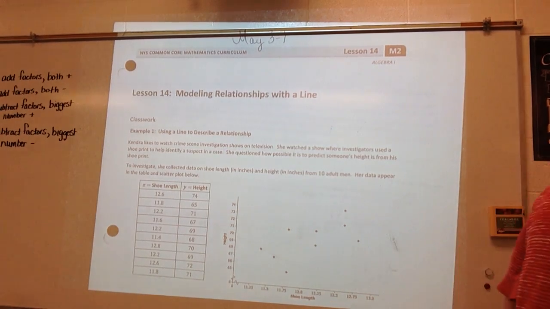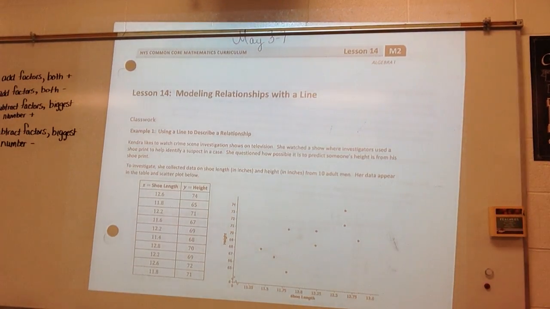Second lesson for the week, lesson 14. Make sure you have that in front of you, please. Modeling relationships with a line. We talked yesterday, or in the last lesson, about ways to represent our data, whether it be with a quadratic function, a linear function, or an exponential function. All right? Let's go ahead and look at example number 1.